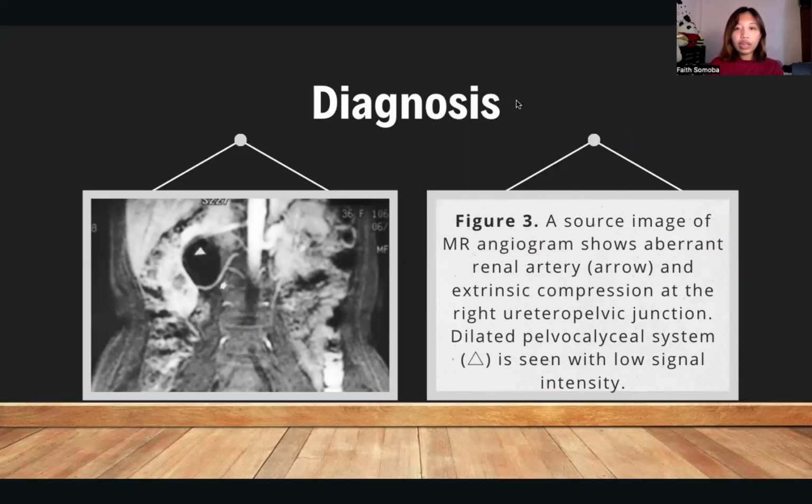For figure 3, this source image from a magnetic resonance angiogram, or the MR angiogram, highlights the aberrant renal artery. Here it was indicated by an arrow, and its external compression at the right ureteropelvic junction. The dilated pelvocalyceal system is also visible, appearing with low signal intensity due to the severe obstruction. It was indicated by a triangle.